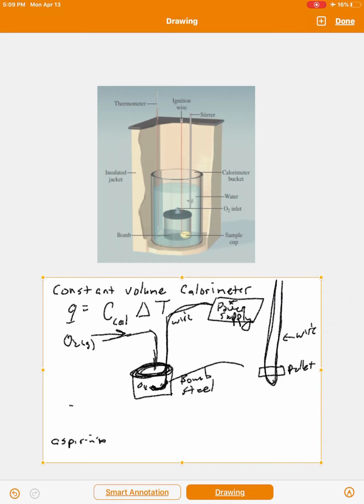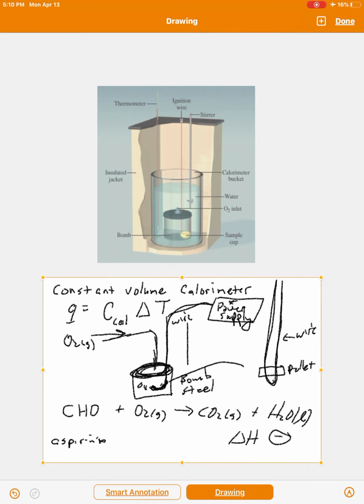So you take aspirin, which is a hydrocarbon. It has carbon, hydrogen, and oxygen. React that with the high-pressure oxygen gas. You get CO2, and then you get water, right? And here's what happens. If this is an exothermic reaction, if delta H is negative, then it will release heat into the oxygen that hasn't burned, and then that bomb is inside a water bath.